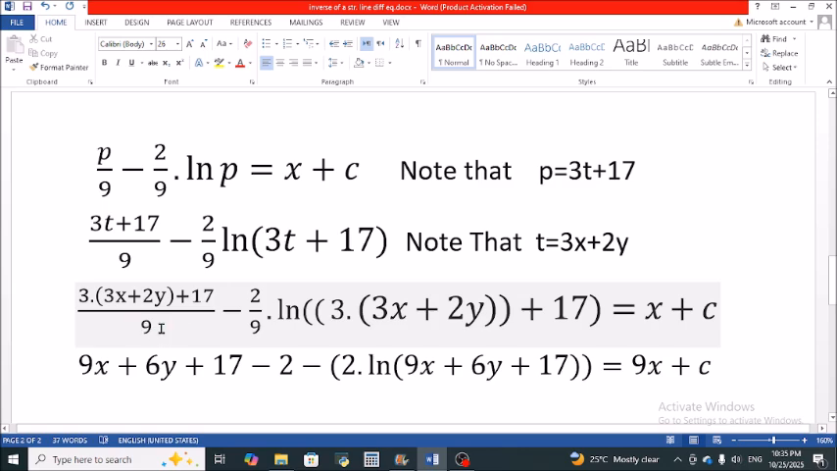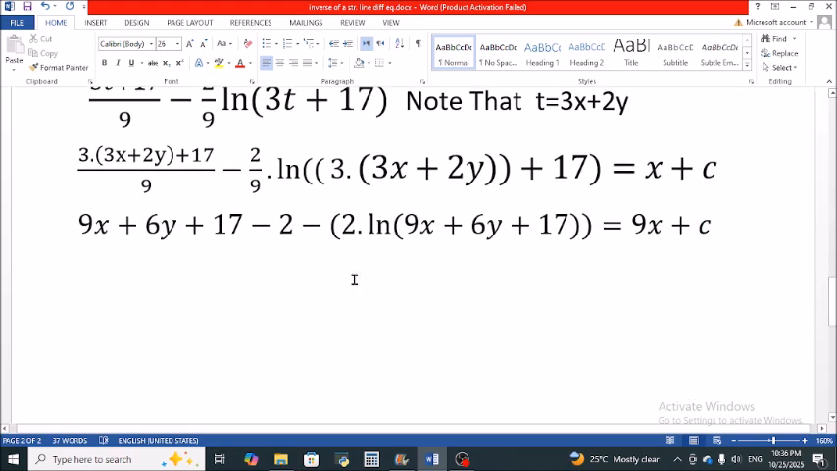And having all the denominator 9, we expand 3 times 3x, 9x, plus 2y times 3, 6y, plus 17. This is out of the bracket. Minus 2 over 9 ln of 3 into 3x plus 2y, that makes 9x plus 6y plus 17, that's out of this bracket, equals 9x plus c. Of course, this c in this equation is just 9 times the c in the first, but that's the constant of integration. And this is our solution here.